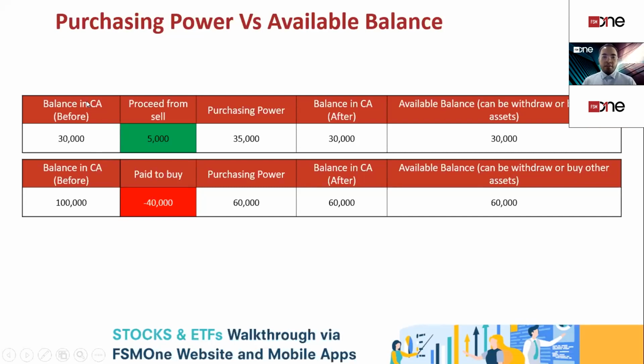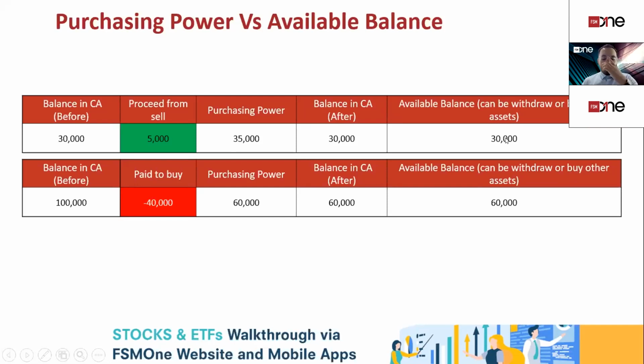The balance in a cash account prior to any trades is 30,000. Let's say you perform a sell. The proceeds from the sell, the money that you get from your sell order, will be reflected almost immediately in your purchasing power. Your purchasing power will become 35,000, but the balance in your cash account will still show 30K.